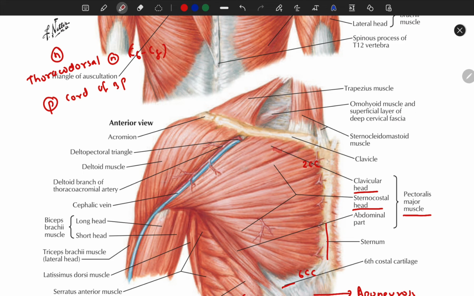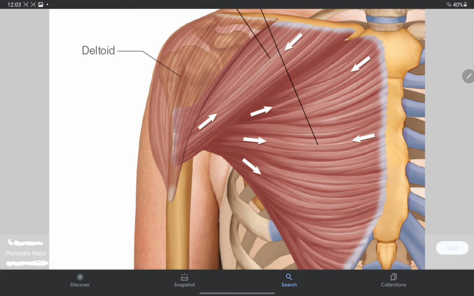One more thing to note is that the clavicular fibers form the anterior lamina, whereas the sternocostal fibers form the posterior lamina. Here you can see the fibers originating from the higher aspect are going slightly down, whereas the fibers originating from the lower aspect are going slightly up. So these two laminae of the pectoralis major form the anterior axillary fold.